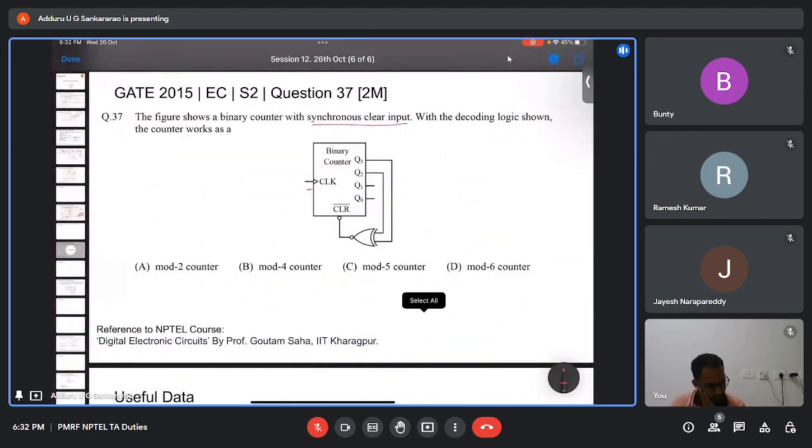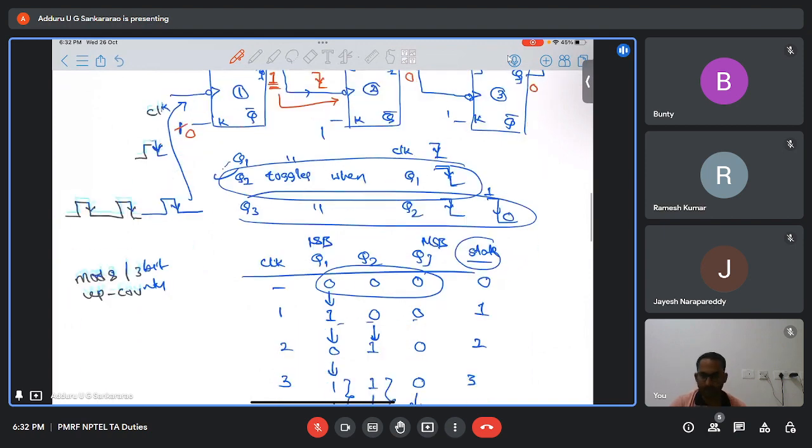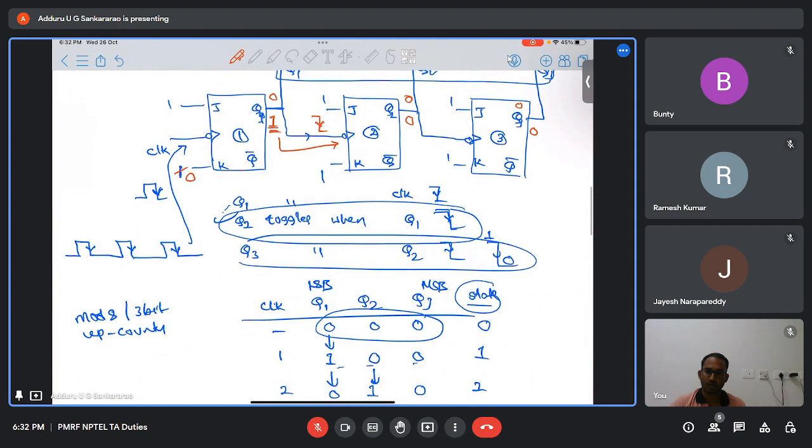This is the question they have given: a binary counter with synchronous clear inputs. Now in this counter, let us say it's a 3-bit counter. It can count from 0 to 2 cubed minus 1, that is 0 to 7. It can count 8 clock pulses. Suppose you want to prematurely terminate this.